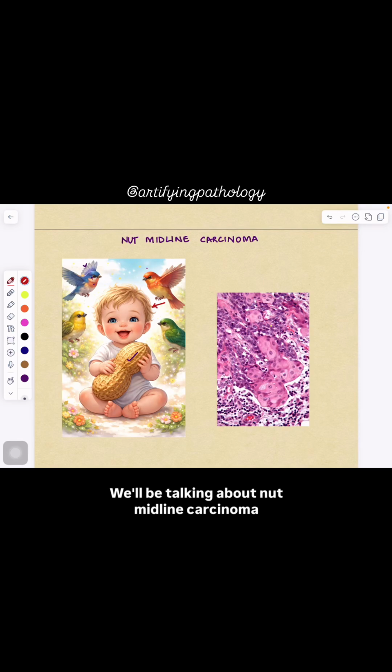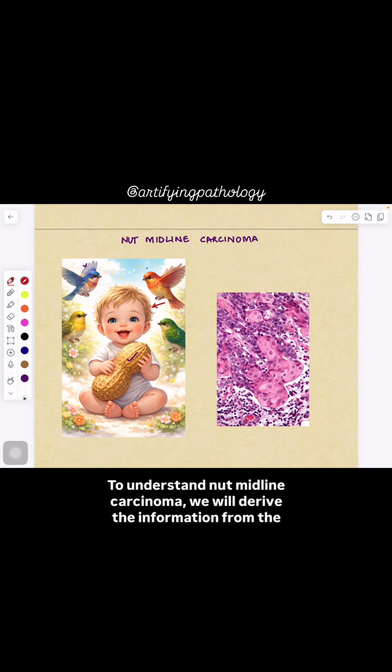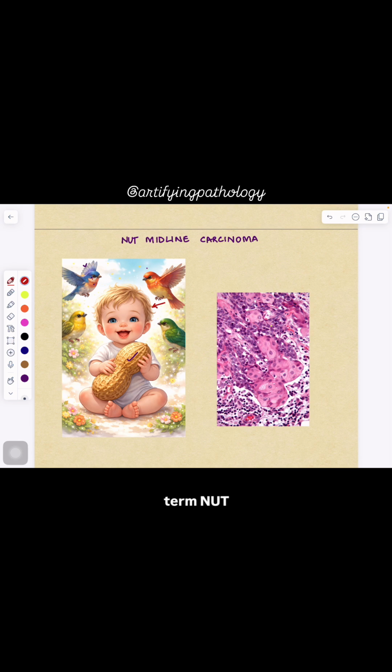We'll be talking about NUT midline carcinoma. To understand NUT midline carcinoma, we will derive the information from the term nut. So here's a picture. The picture shows a baby holding the nut. The baby represents the age group, that is, it affects children and young adults. The nut here represents the NUT-M1 gene.